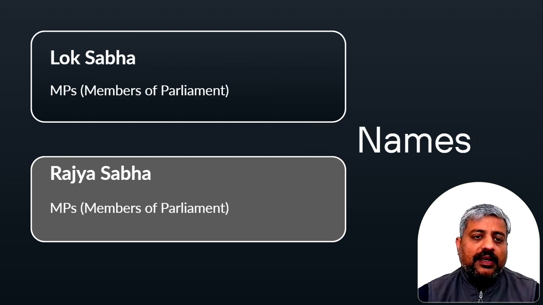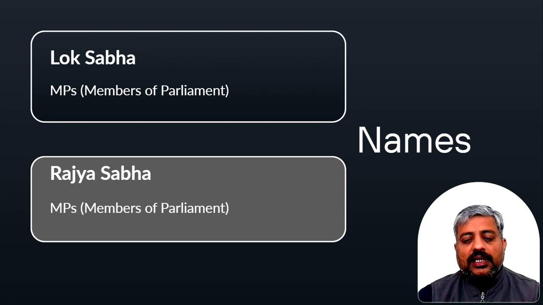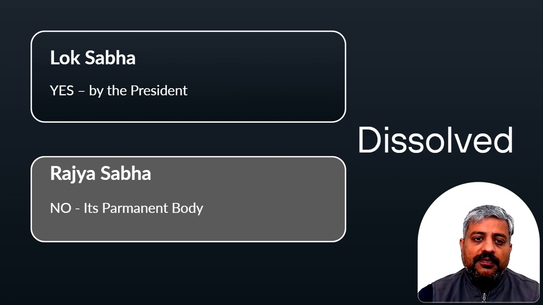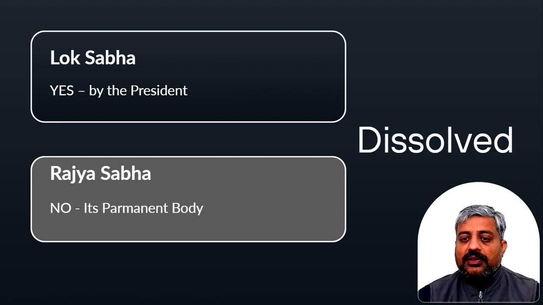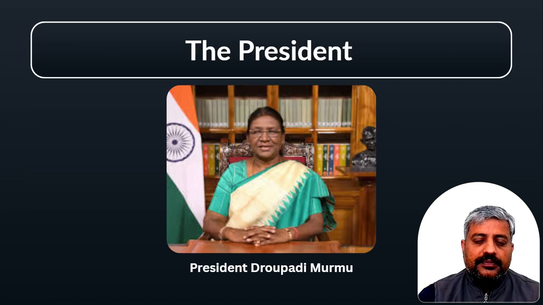Okay, so the names. Now, the Lok Sabha. What are the members of the Lok Sabha known as? These are known as the MPs, members of parliament. As well as the Rajya Sabha, they are also known as the MPs, members of parliament. The Lok Sabha can be dissolved by the president. But Rajya Sabha is a permanent body and cannot be dissolved by any authority.